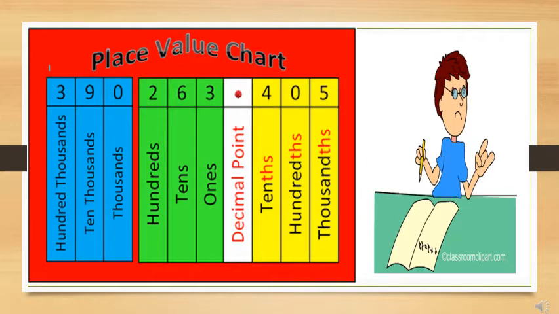In our place value chart, we start with ones, tens, hundreds, thousands and so on before the decimal point, and after the decimal point we start with tenths, hundredths, thousandths and so on.